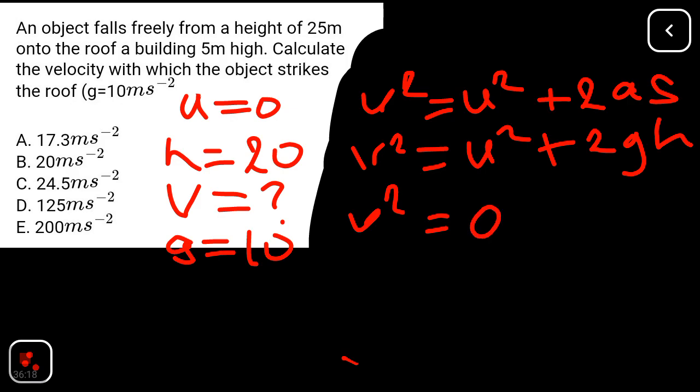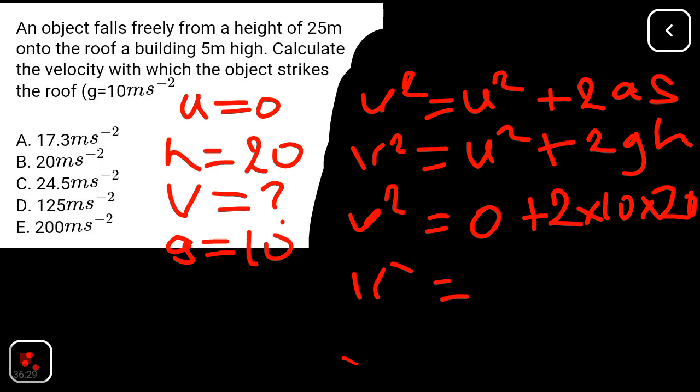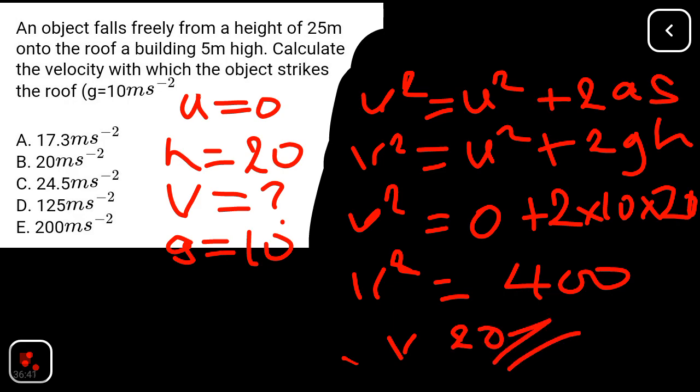So v square, which is what we are looking for, equals u square, which is 0, plus 2 times 10 times 20 for the height there. So v square equals 400. If you take the square root of both sides, you're left with 20 meter per second. Actually, their option should be 20 meter per second, not what is written there, right?